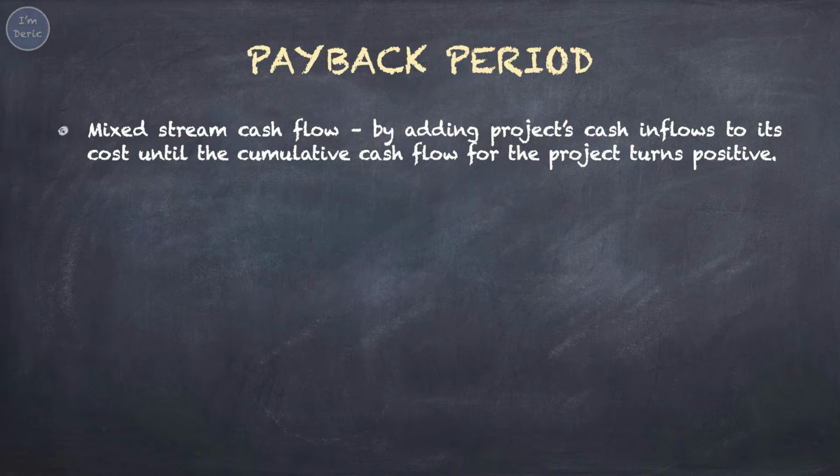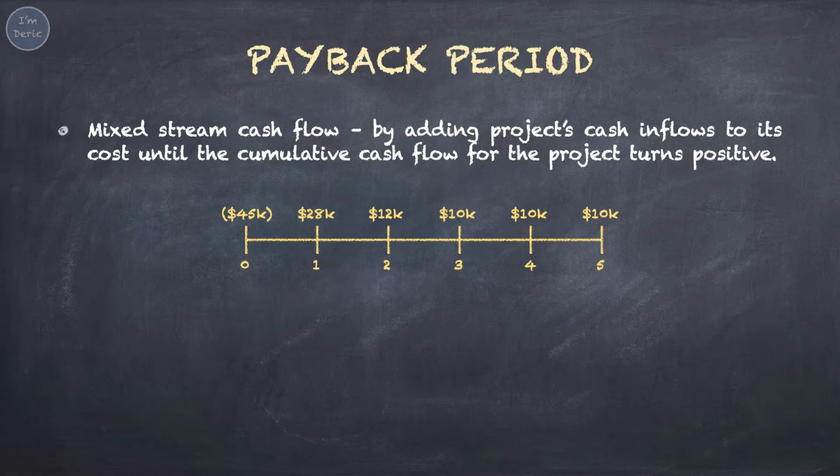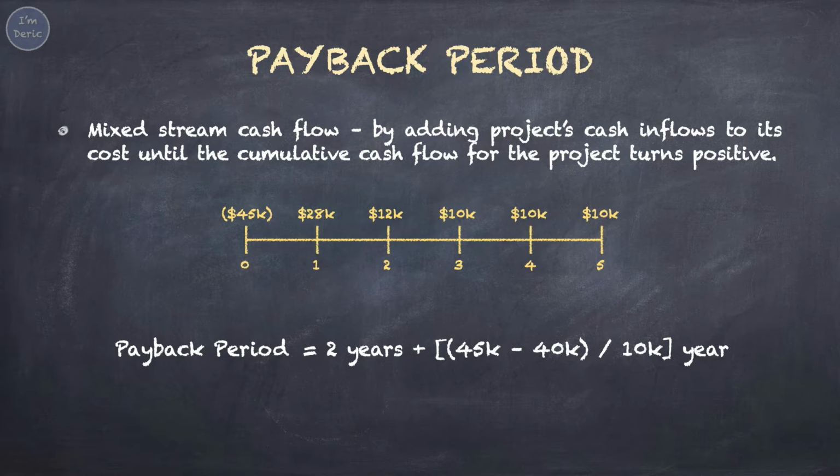Next, if we have a mixed stream cash flow, payback period can be calculated by adding project's cash inflows to its cost until the cumulative cash flow for the project turns positive. In other words, annual cash flow is accumulated until the initial investment is recovered. Let's take an example. You have $45,000 invested in year 0, and then year 1 you'll receive $28,000, year 2 $12,000, year 3 to year 5 $10,000 each. So how to calculate the payback period? Let's look at the answer.